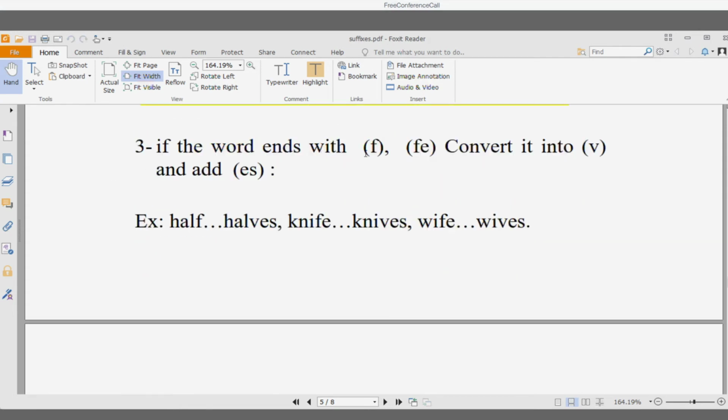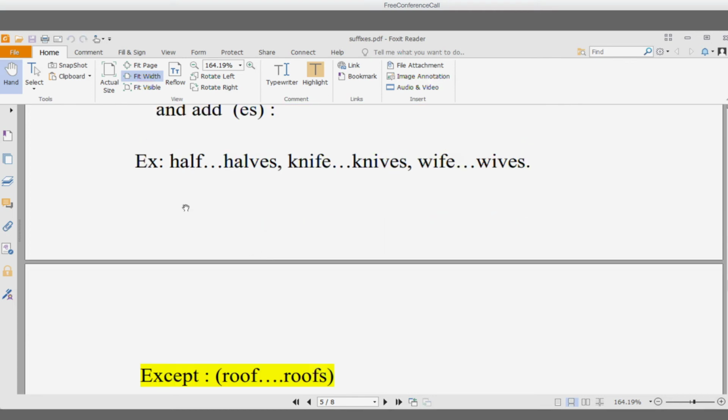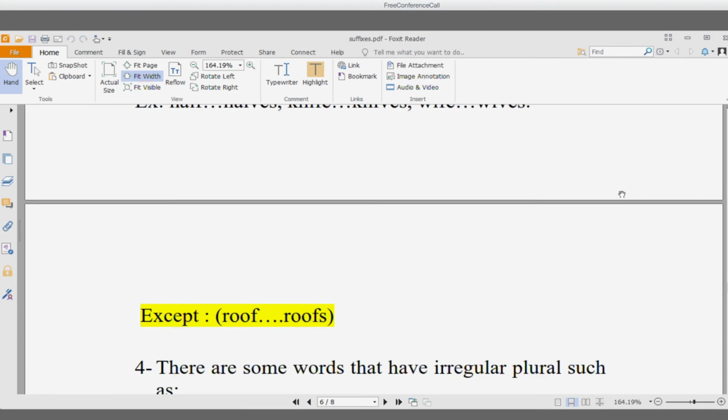If the word ends with F or FE, convert it into V and then add ES. For example, half, halves, knife, knives, wife, wives. إذا انتهت الكلمة ب F أو FE تقلب إلى V وبعدين نضيف ES. For example, half انتهت ب F قلبت إلى V ضفنا ES. نفس الشيء knife. knife انتهت ب FE قلبناها إلى V وضفنا ES.